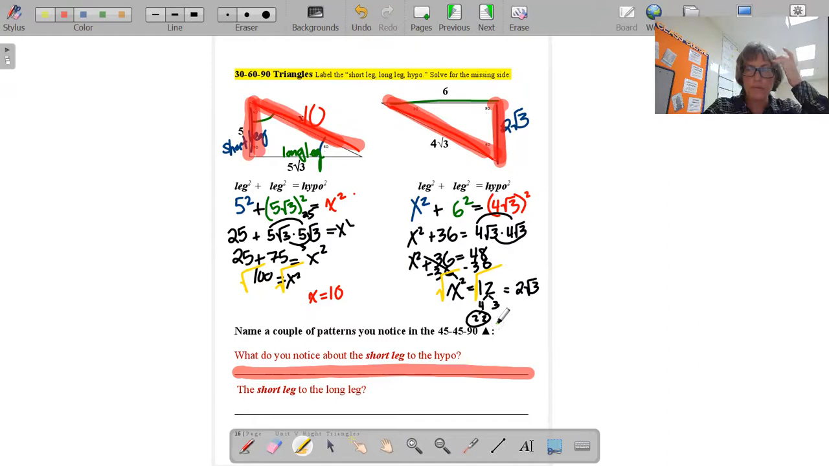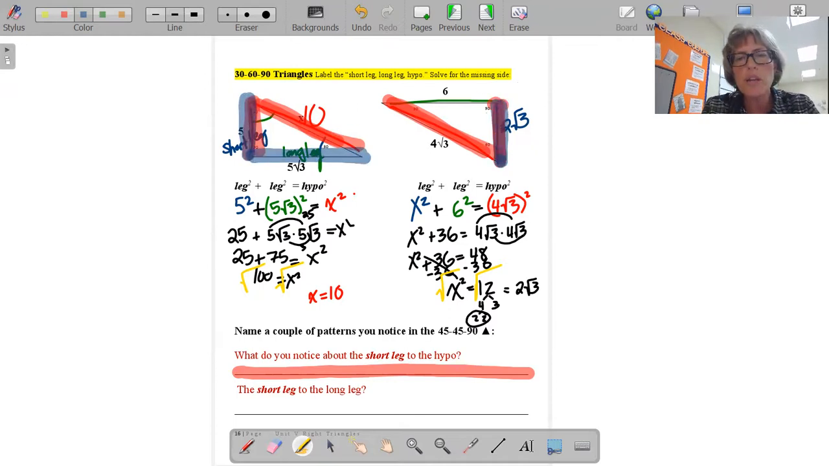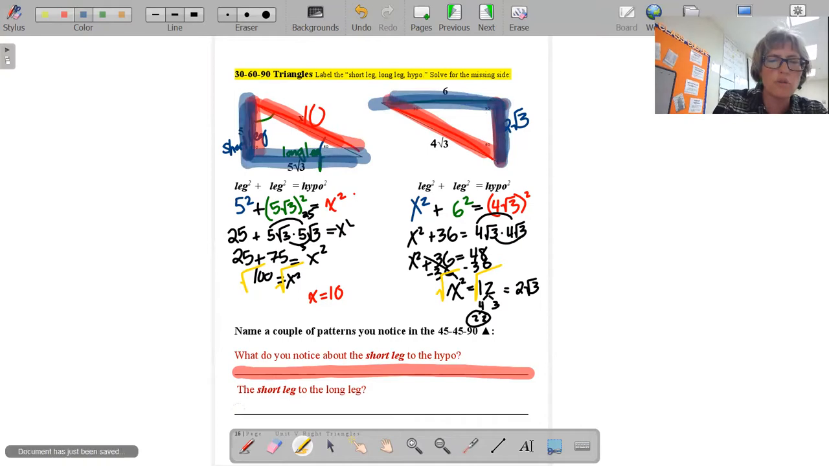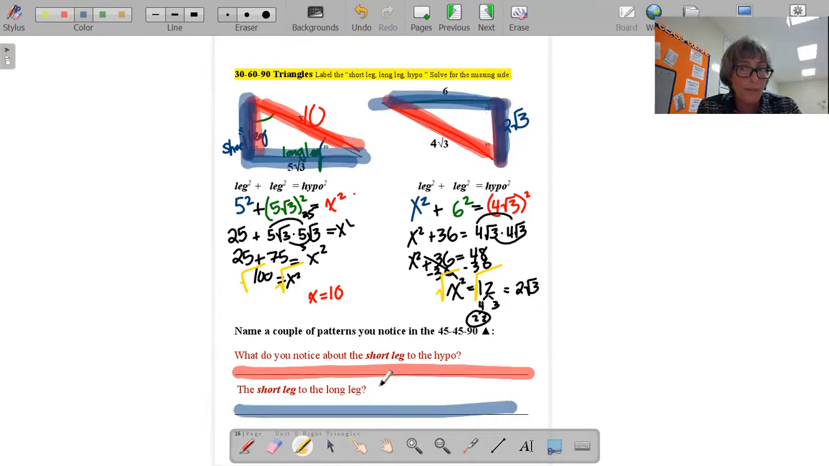That's one pattern. Here's your second pattern. Between the short leg going to the long leg, this is 5, and the long leg is 5 root 3. 2 root 3, 6. It's the same pattern. 5, 5 root 3, 2 root 3, 6. What do you think is going on there? 10 seconds.